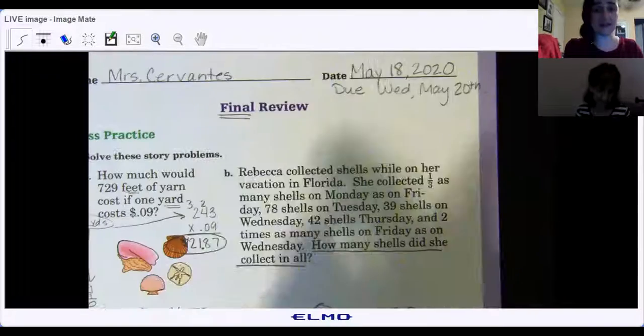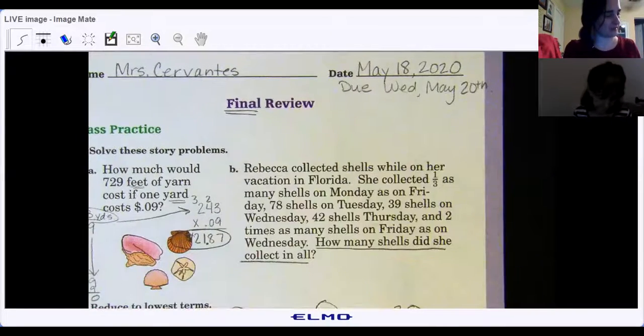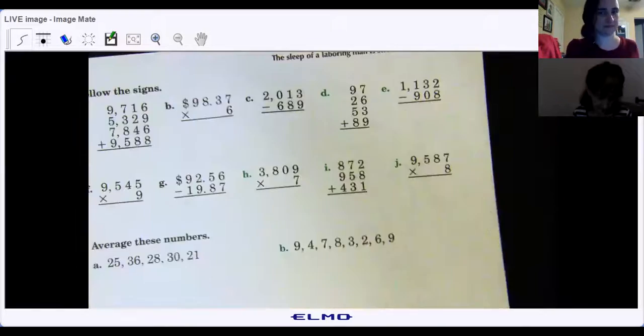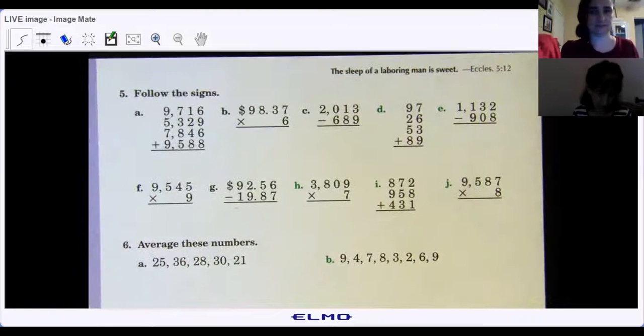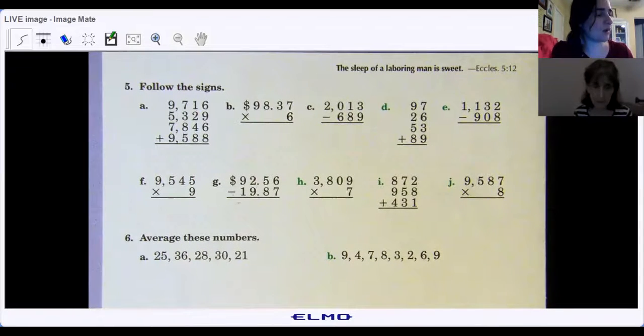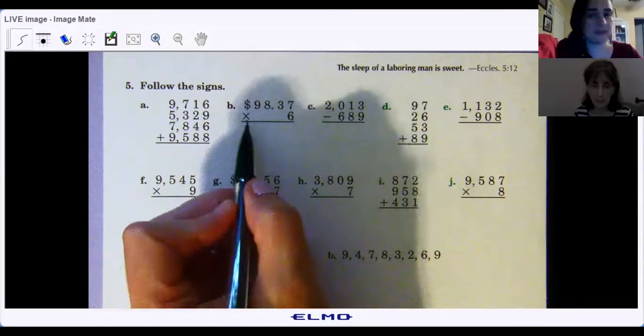All right, let's turn over. And I think we'll just do the multiplication B with them, Ms. Cervantes. And they can do the rest.